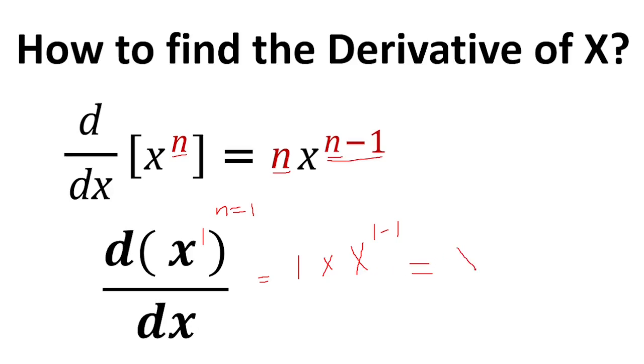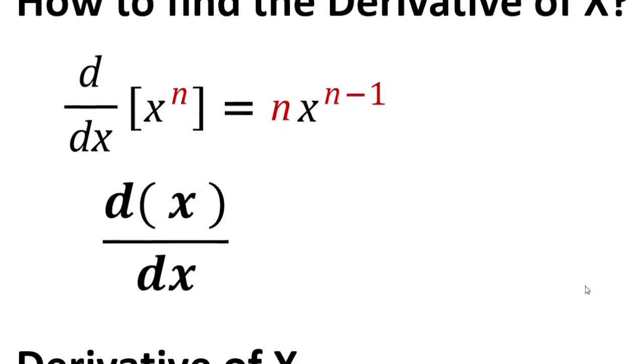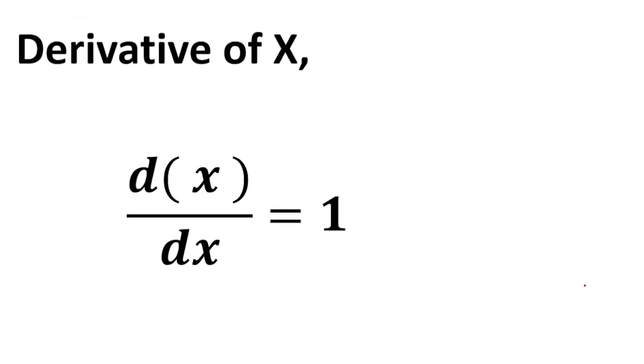This equals x to the power 1 minus 1, which means x to the power 0. So this equals 1, because any number to the power of 0 equals 1. So this is our answer. Finally, we can write our answer as the derivative of x equals 1. So that's how we solve this problem.